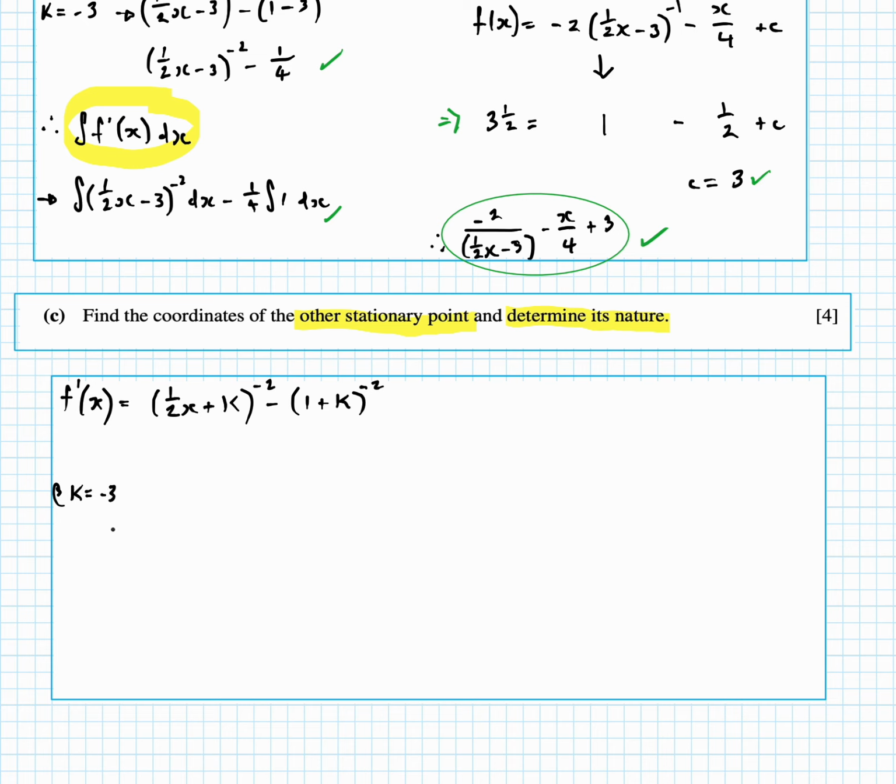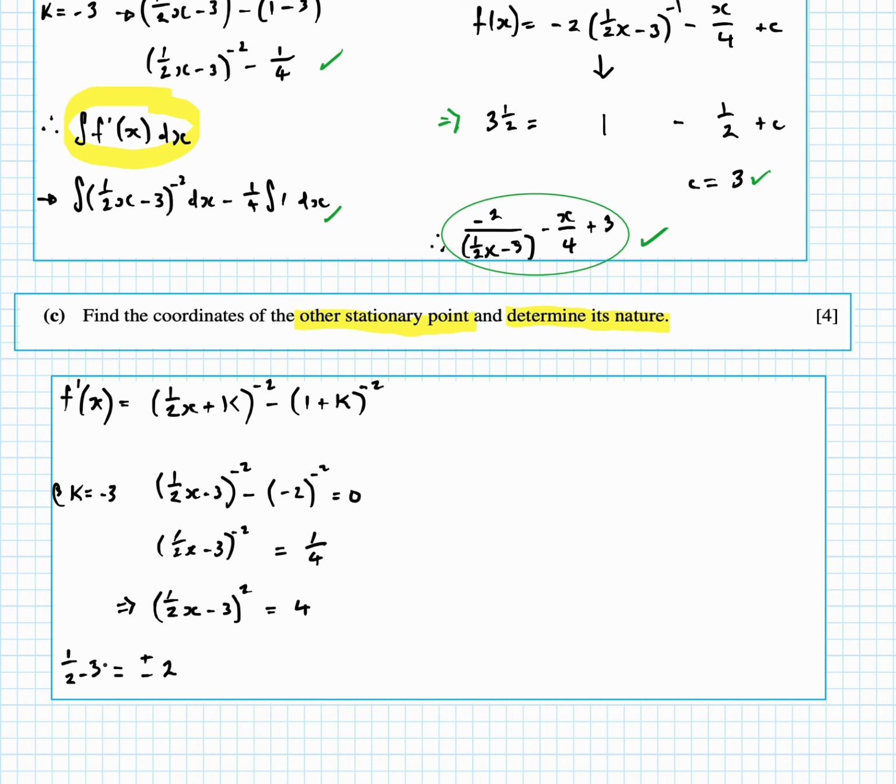So we should end up with the 1/2 x minus 3 to the -2, and it was equal to 1/4. That's what we had in one of the previous questions there. So -2 to the -2 is 1/4. I'm going to invert that exponent so that we get 1/2 x minus 3 to the 2 is equal to 4. It's just easier to deal with, of course. And we're simplifying from there anyway. You can cancel the square on both sides, so you'll get the root of 4. So 1/2 x minus 3 is equal to plus or minus 2. Half x is equal to 5, so x equals 10.